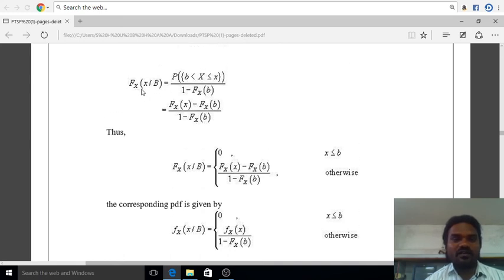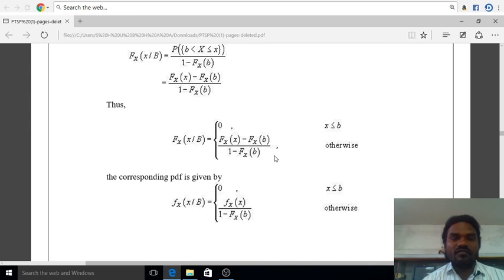The probability of X given B is the probability of B in which we are selecting the x value, and it must lie between b and x only. Due to the same formula, you can write it as F_X(x) minus F_X(b), divided by 1 minus F_X(b), and so you can have all the conditions.